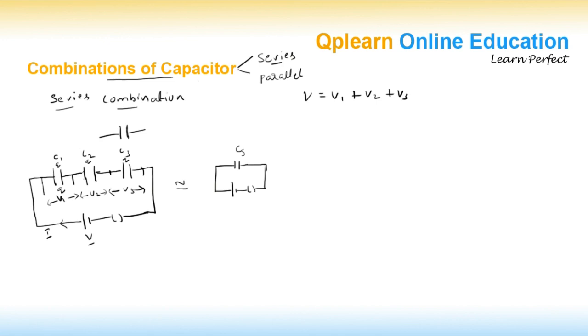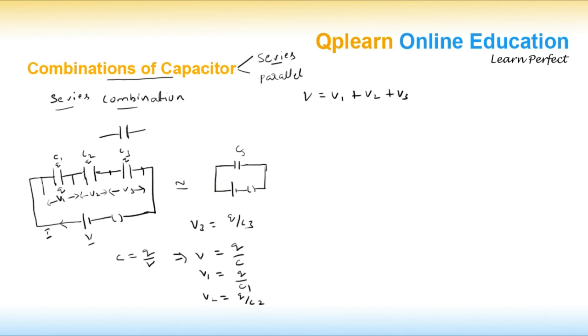Now before that, we know one of the capacitor formulas: the capacitance is equal to charge divided by voltage. So the voltage is equal to charge divided by capacitance, and this is for V. And what is V1? V1 is equal to Q by C1, because the capacitance is different but the charge is the same. In the same way you write V2 is equal to Q by C2, and V3 is equal to Q by C3.